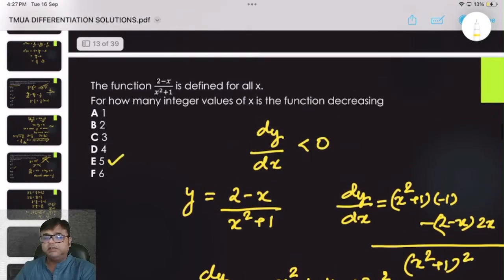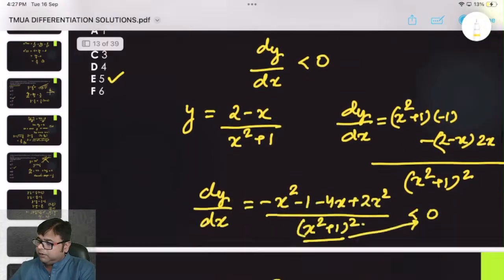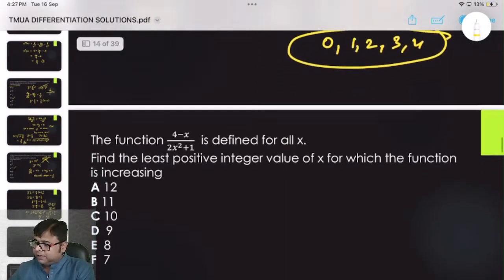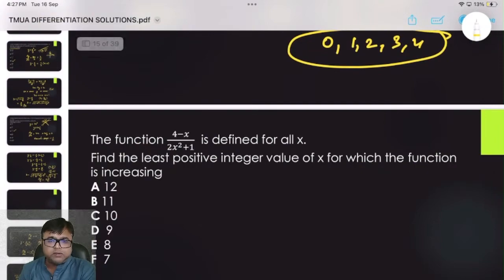E is the right answer, right? So this is how we have to do this question. So increasing, decreasing is okay, but you have to associate it with the language of the question which is asked here.